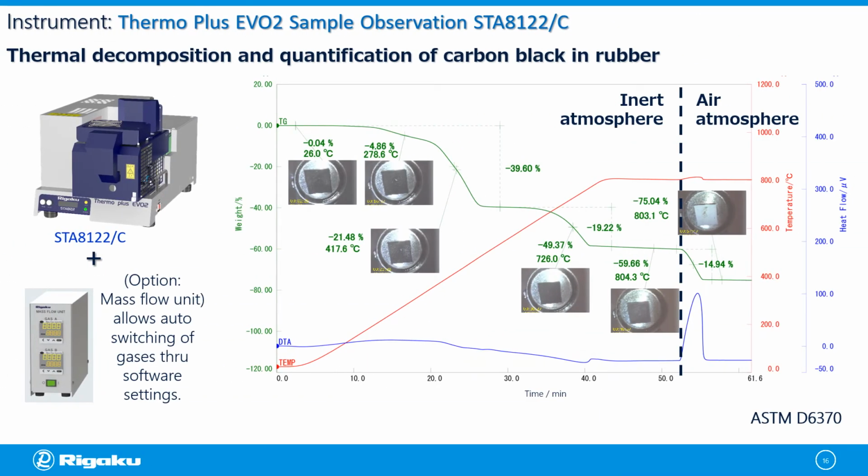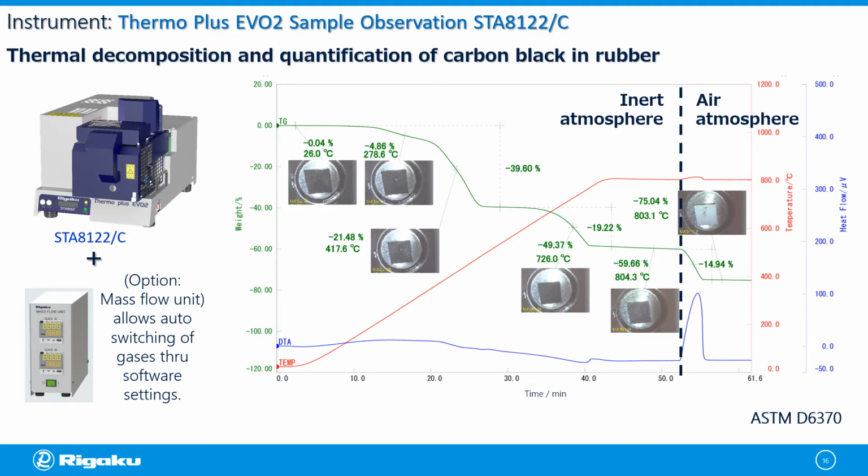The TG method is known as an excellent tool for compositional analysis. In our next application, we will show you the thermal decomposition and quantification of carbon black in rubber. Rubber is a complex polymer composed of resin compounds, fillers, and carbon black. Here, the rubber material is measured from room temperature up to 800 degrees centigrade under inert atmosphere and held for 10 minutes. Then the atmosphere is changed from inert to air atmosphere.